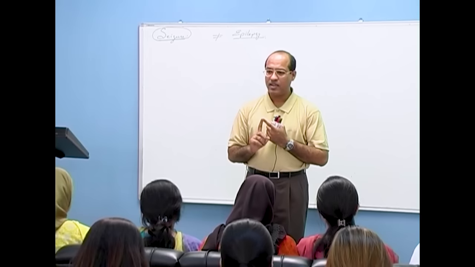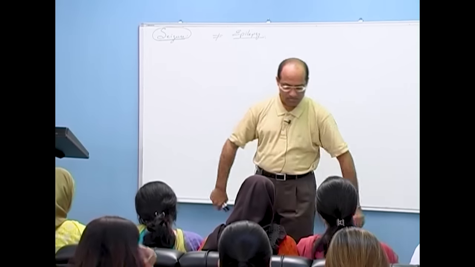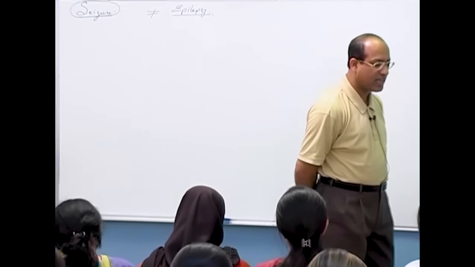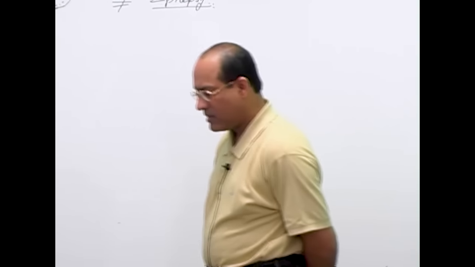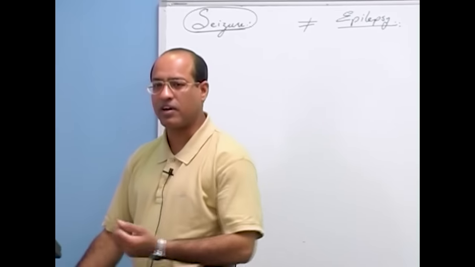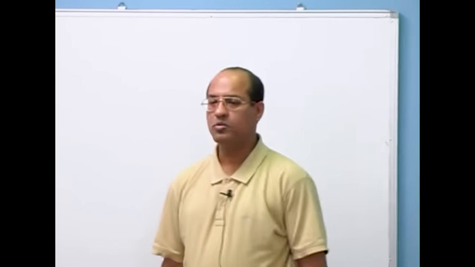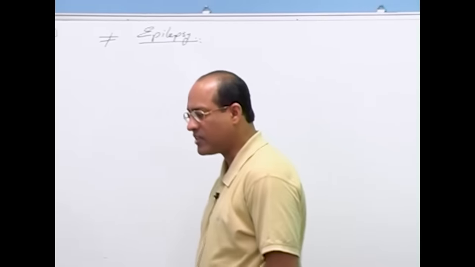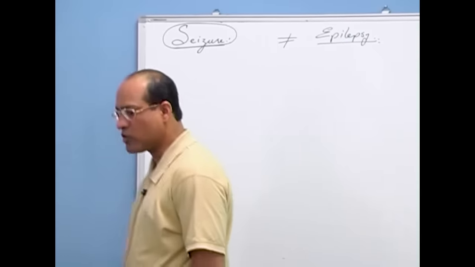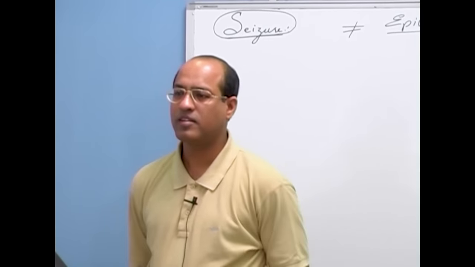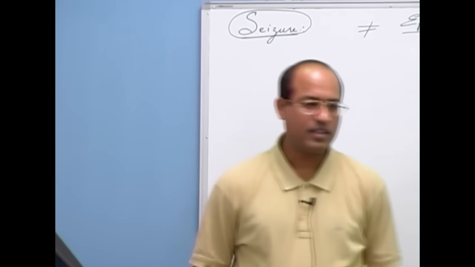What is seizure? Seizure is when there is abnormal electrical activity in the brain or central nervous system resulting in, this is very important, resulting in abnormal motor, sensory or psychomotor experiences called seizures.